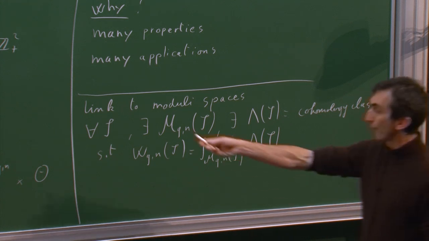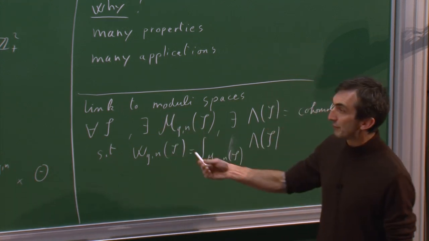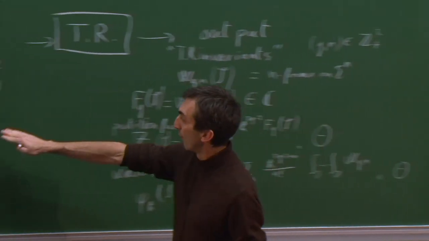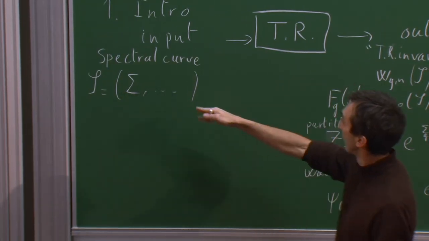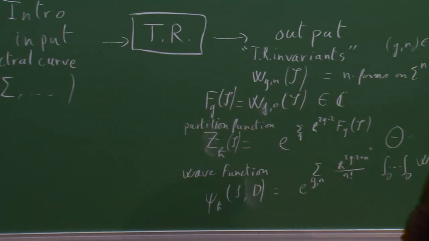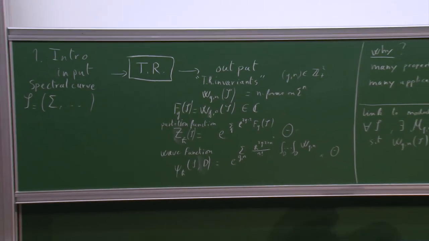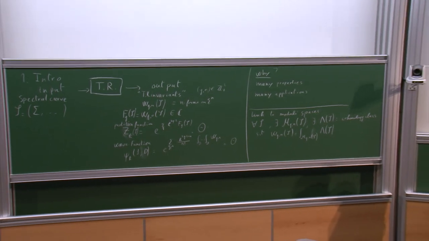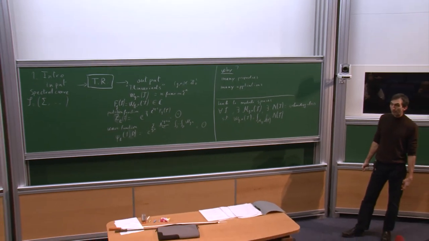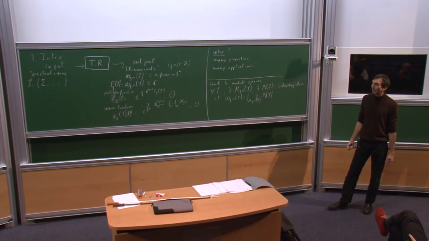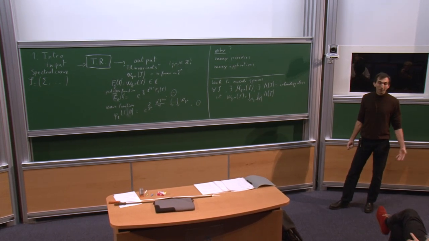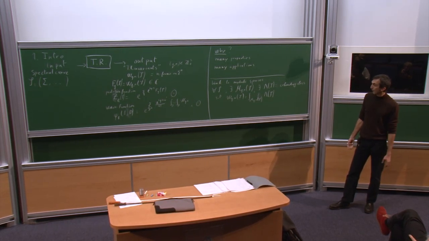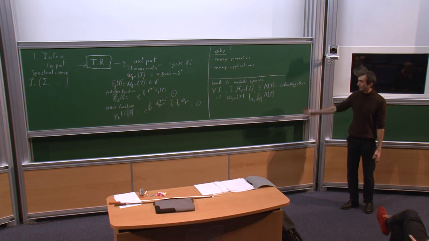So those invariants are defined starting from a Riemann surface equipped with some structure, and by just doing some complex analysis on that Riemann surface, you define some objects which can be written as integrals over some moduli spaces, and which in many cases correspond to some interesting problems in, let's say, enumerative geometry in moduli spaces.